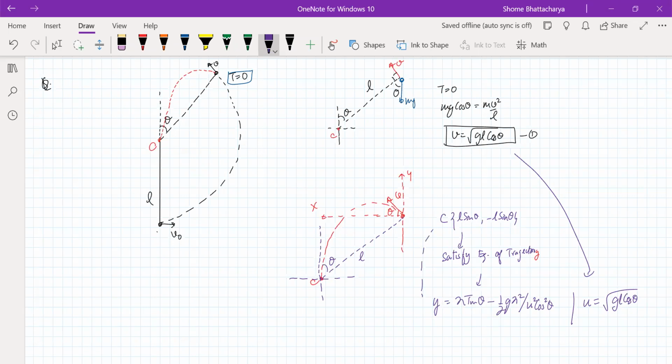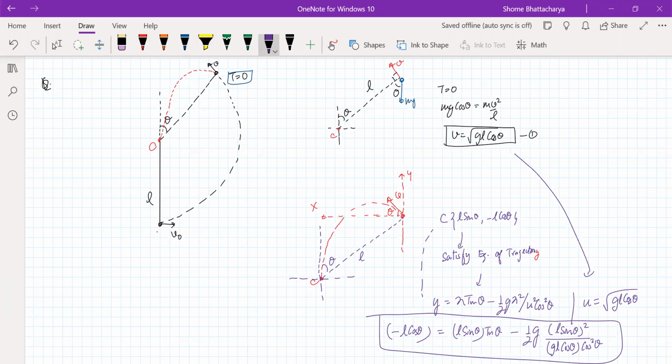So when we substitute this, sorry, something is wrong with the y. It should be, sorry, y should be minus L cos theta. So minus L cos theta should be equal to x, which is L sine theta, into tan theta minus half g x square, that is L sine theta square, upon u square, which is gL cos theta, into cos square theta. So this equation you now have to solve for theta. That will solve this question.